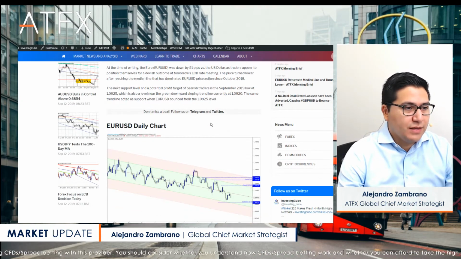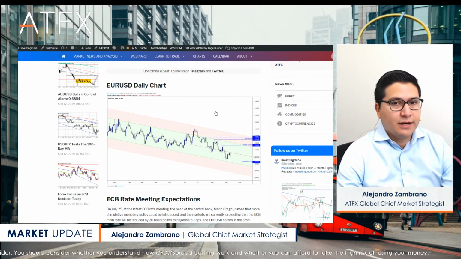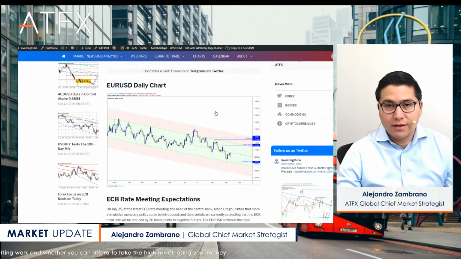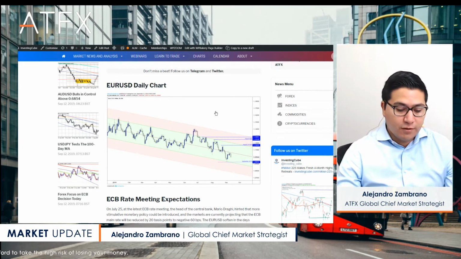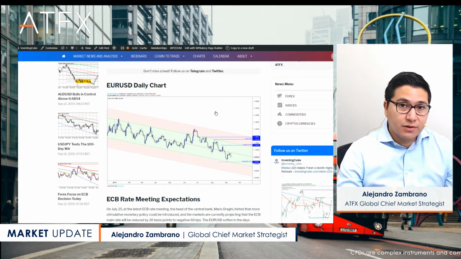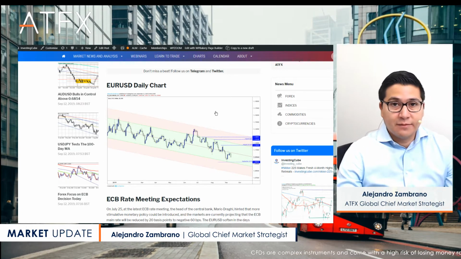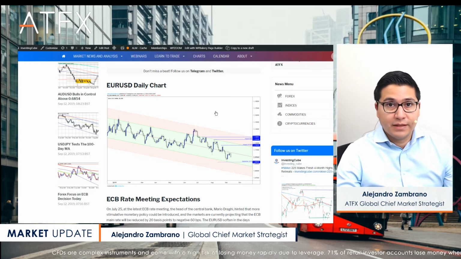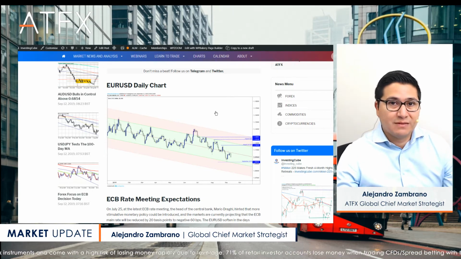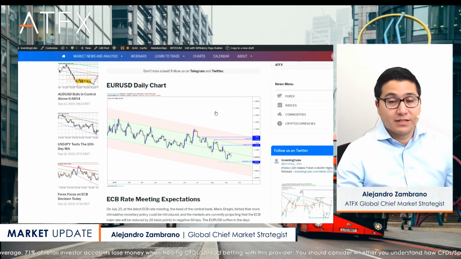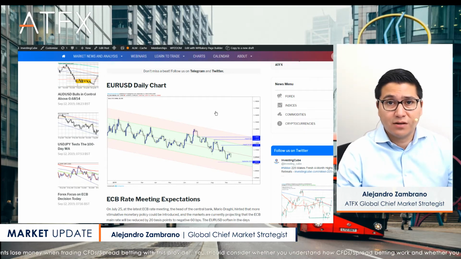Now, the general idea with the ECB rate meeting is that they will probably cut interest rates by 20 basis points, from negative 40 to negative 60. That is what they're looking at, and then potentially a QE program where they would add maybe 35 billion euros up to about 60 billion euros per month to support the bond markets and keep interest rates low.